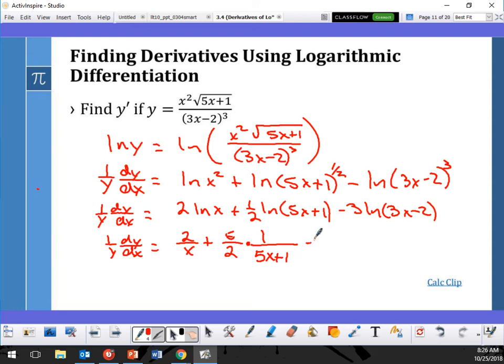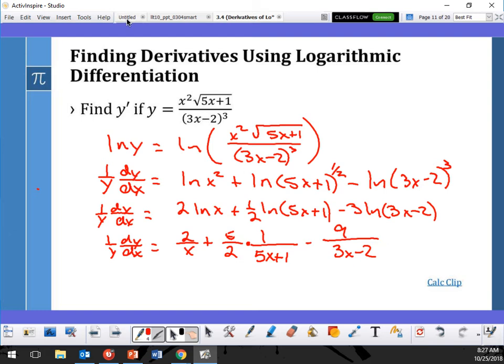Now, next one. So it's going to be minus, so the derivative inside is 3, right? So it's going to be 3 times 3 is 9 over 3x minus 2, right? Because the derivative of the inside was 3, and the outside is 3, so that's what we get. Yes? Okay, so I'm going to carry this over to another slide because the next thing is going to get interesting.